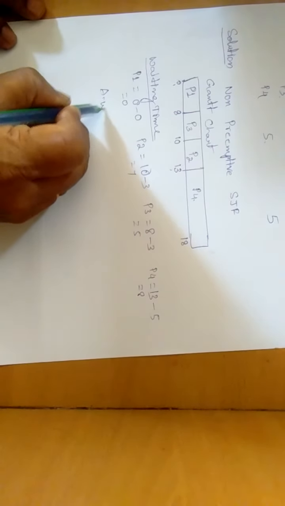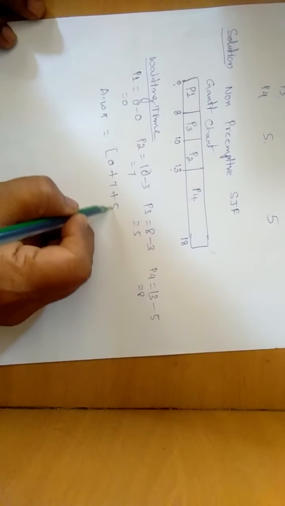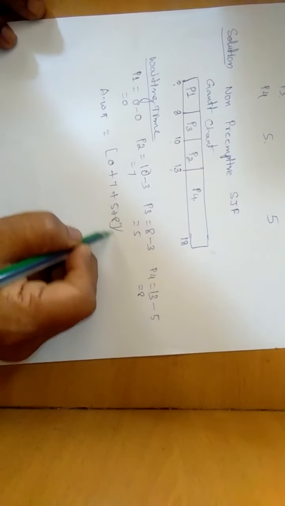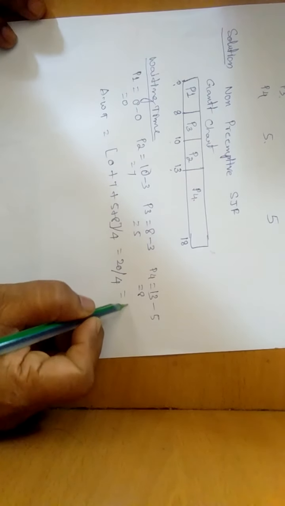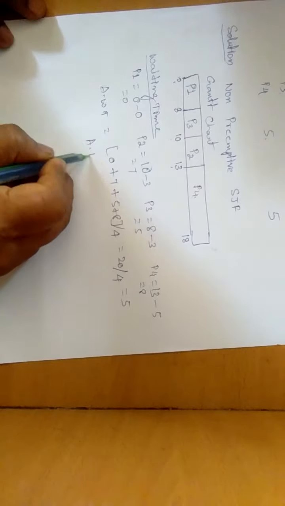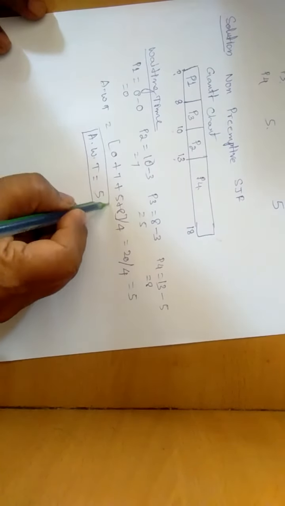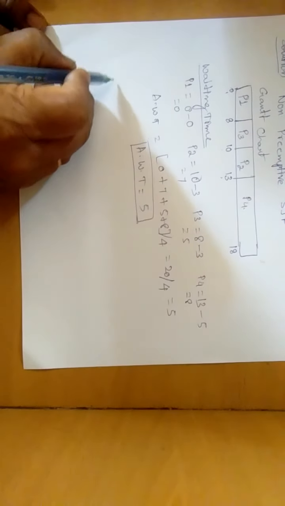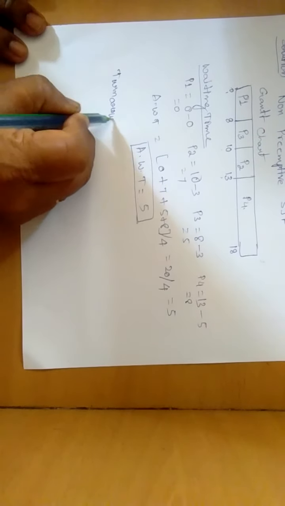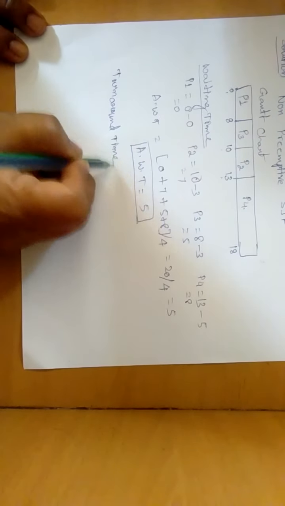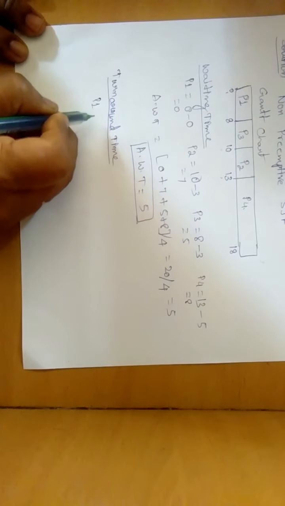Now the average waiting time will be equal to 0 plus 7 plus 5 plus 8, whole divided by 4. So that will be equal to 20 divided by 4, which will be equal to 5. So the average waiting time will be equal to 5 for this problem. Then we have to calculate the turnaround time. Turnaround time is the time duration between the job submission and job completion.